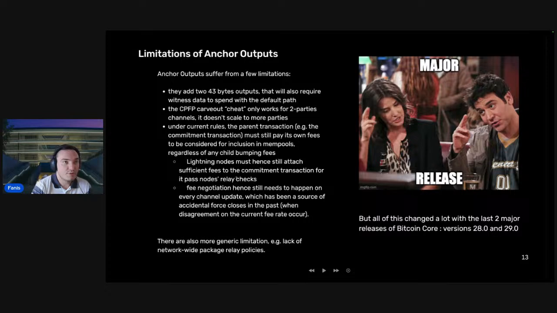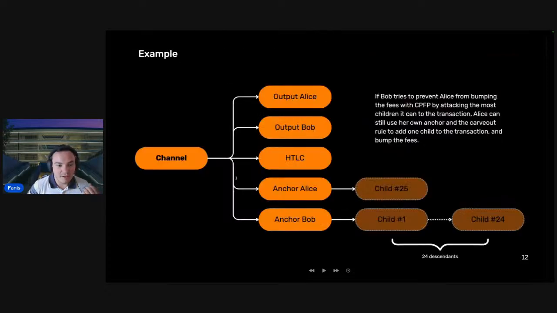And there are also more generic limitations, for example, one of which is the lack of network-wide package relay policies. So, for example, CPFP, the fact that you can bump the fee of a parent transaction by creating a child which pays a lot of fees, which gives an incentive for miners to include both transactions in their block as well. It works, but it's not perfect today with current policies.